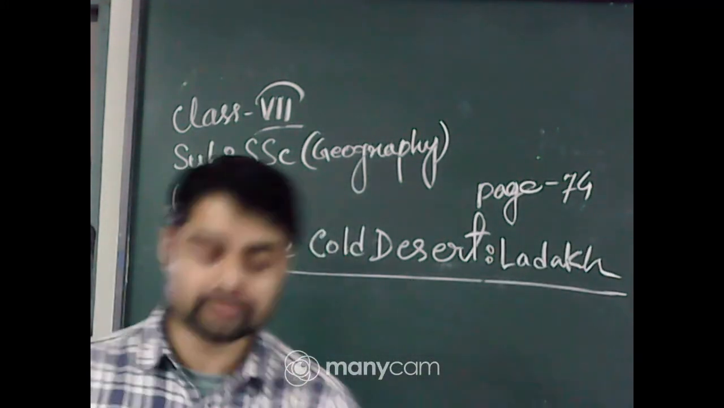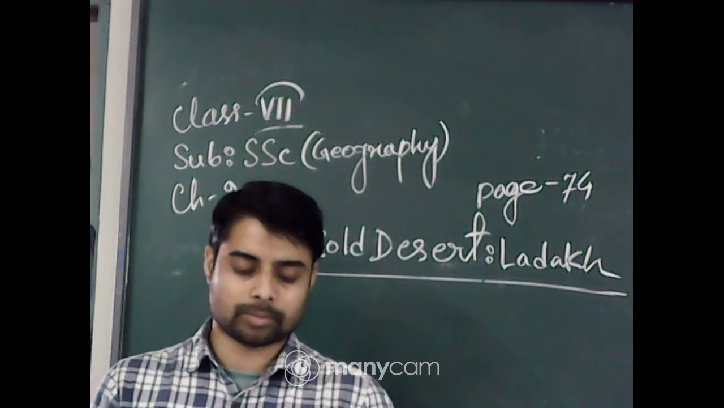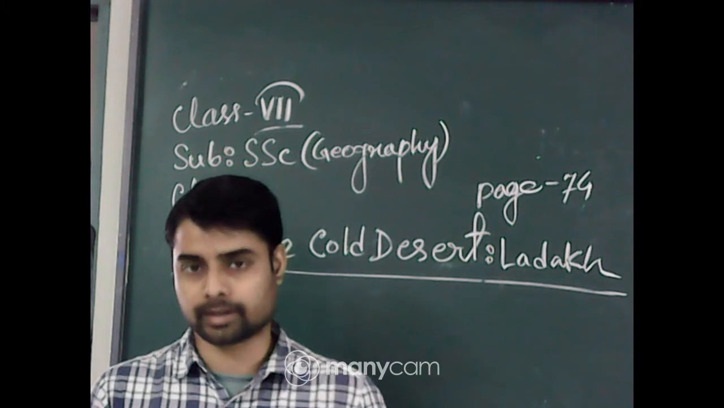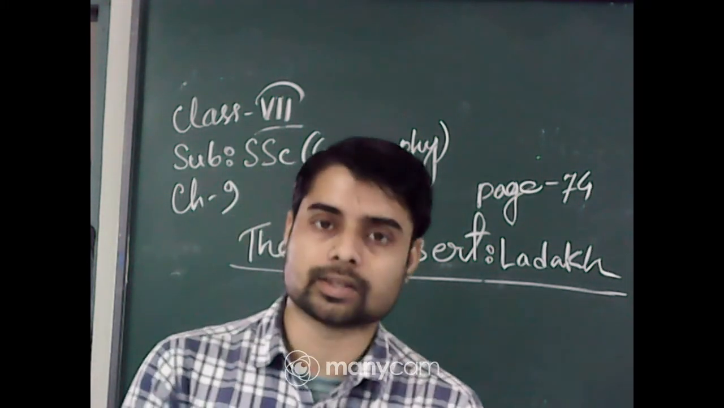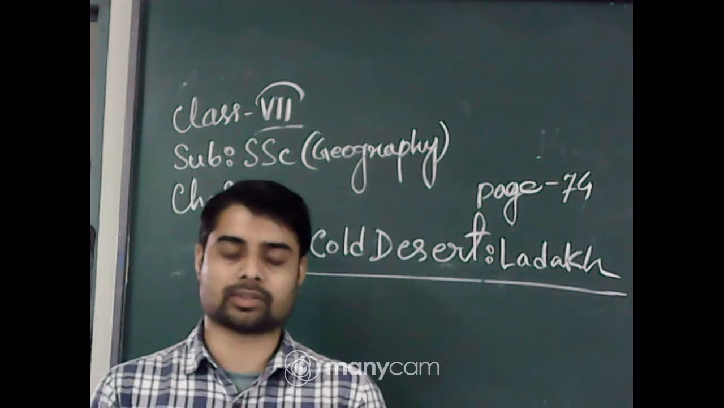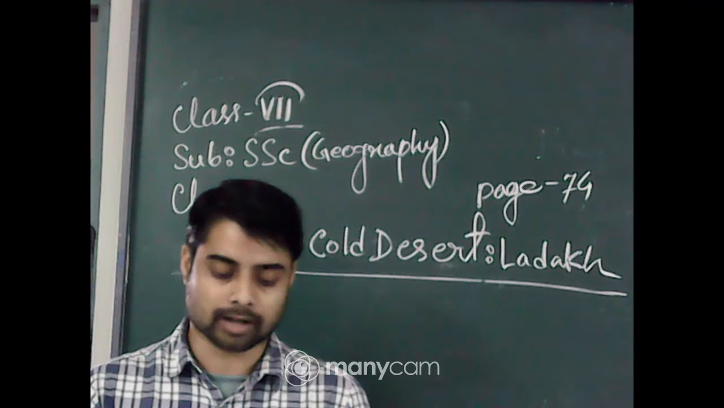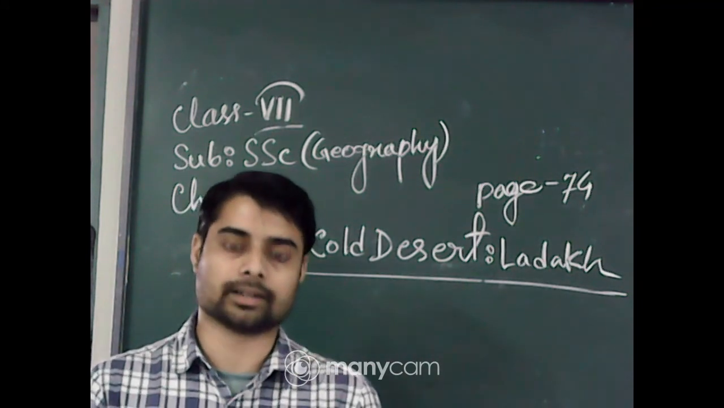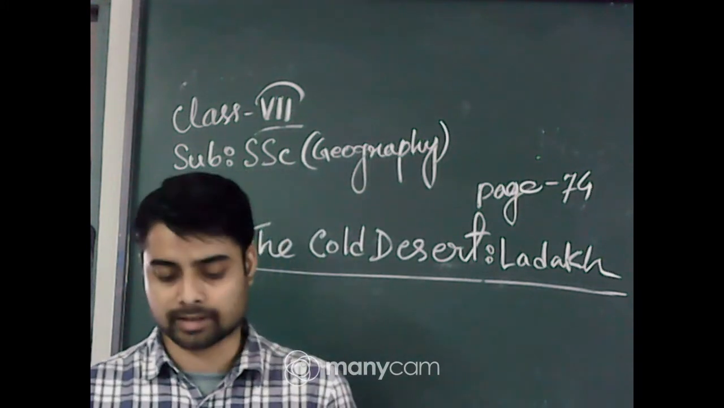In the previous class we also read about the hot desert, the Sahara desert, the largest desert of the world. Now today we are going to discuss the union territory that was recently declared a union territory of our independent India, that is Ladakh. It is called the cold desert, and Ladakh is a cold desert in the great Himalayas.